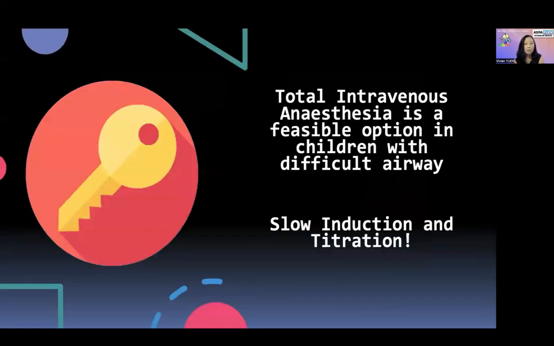So in summary, what I wanted to illustrate was that with the use of TIVA anesthesia, especially target control infusion, you may be able to achieve a stable, steady level of anesthesia in young children, in infants and in neonates, even in children with difficult airway. Slow induction and titration would be the key. I welcome questions after this. Thank you very much for your attention.